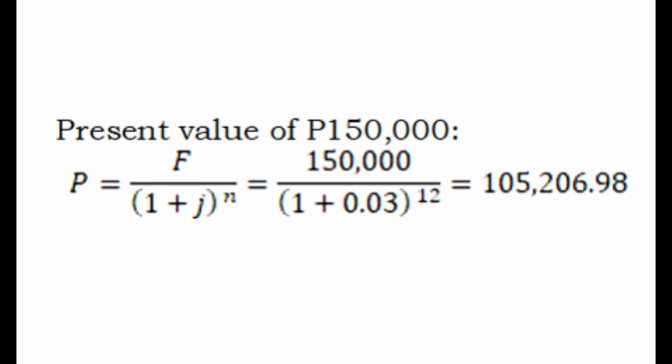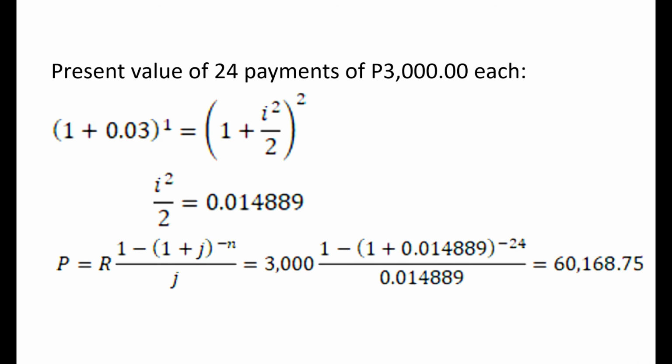And then by solving, the present value of 150,000 pesos is 105,206 pesos and 98 centavos. Now the present value of 24 payments of 3,000 pesos each. To solve for this, first convert 3% to its equivalent semi-annual rate. Okay, so how do we convert it into semi-annual rate?